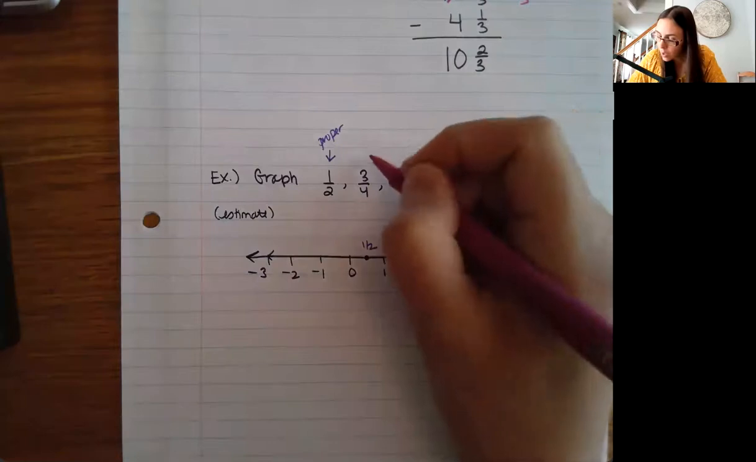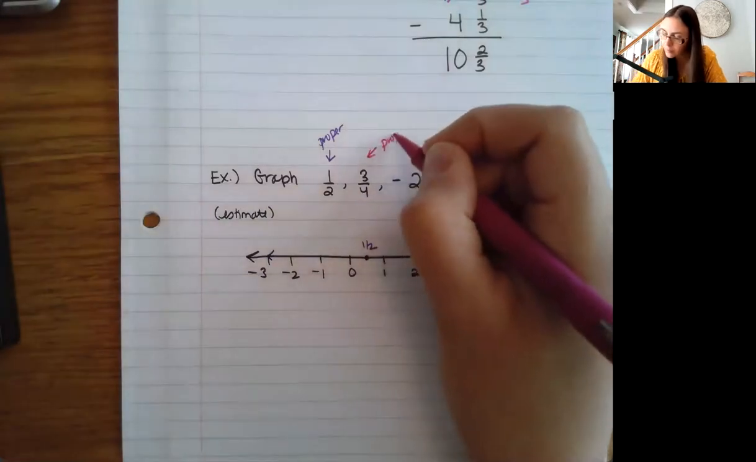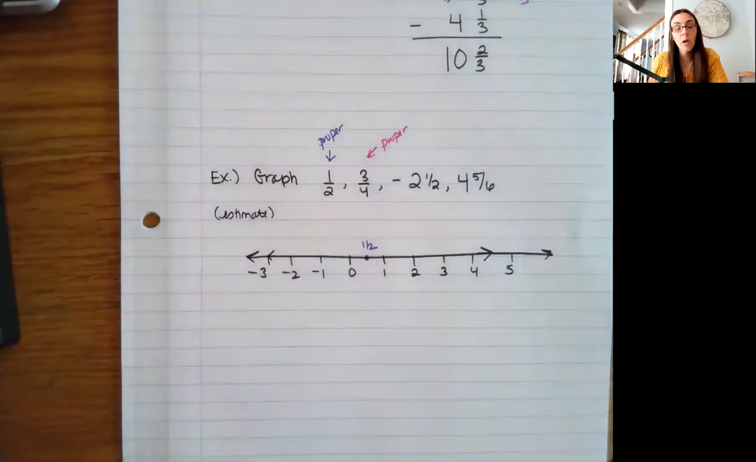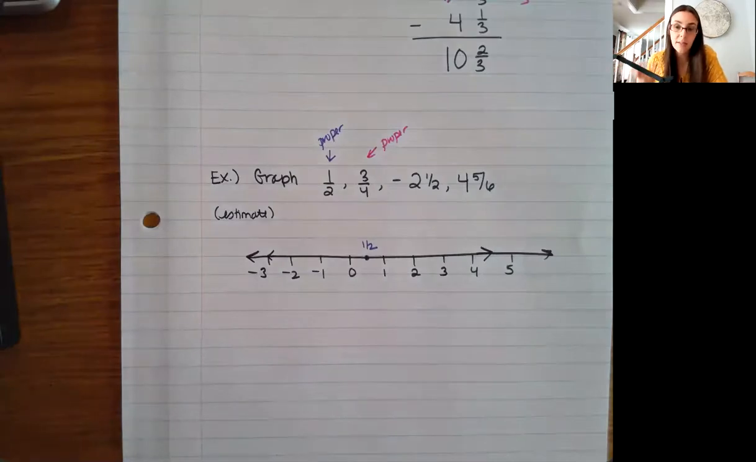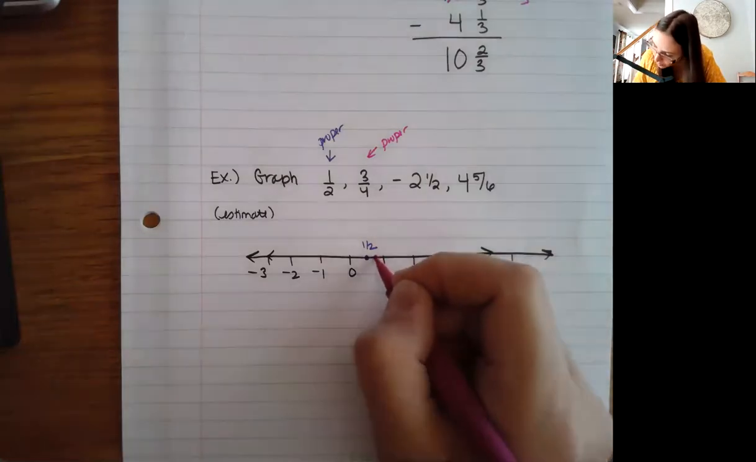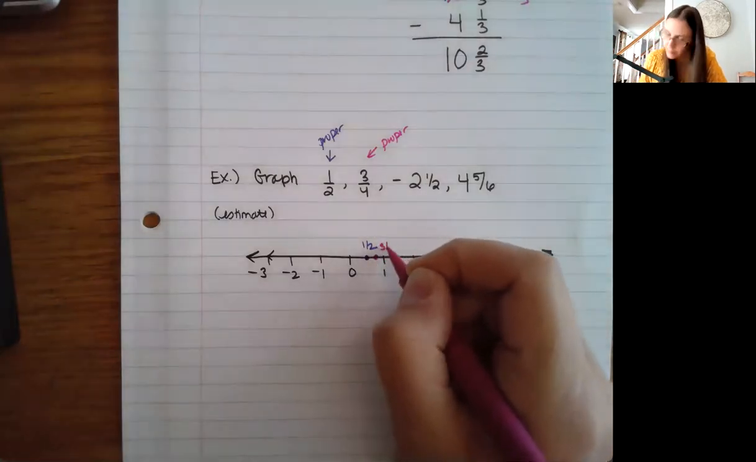Now 3/4 is also a proper fraction. So I know it's positive, so it's between 1 and 0. But I have 3 out of 4 parts filled in. So just think about this. 3 out of 4 parts. Well, half of 4 would be 2, right? So 2 out of 4 parts would be half, and I have more than that. So this is going to be a little bit past that halfway. And there's 3/4.